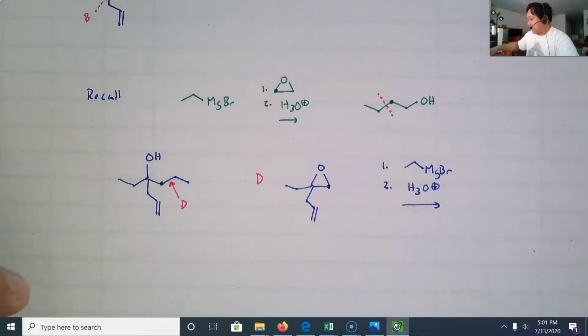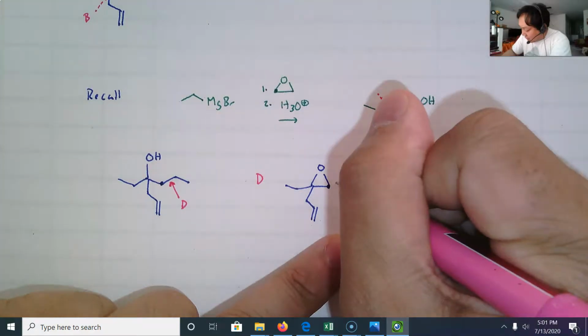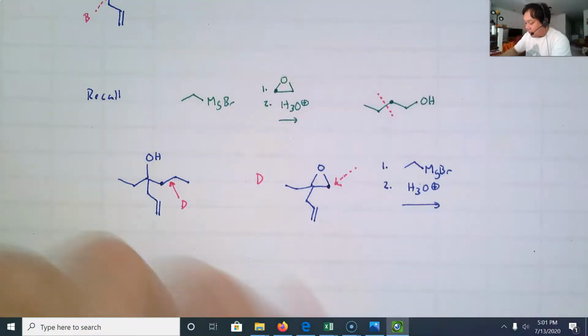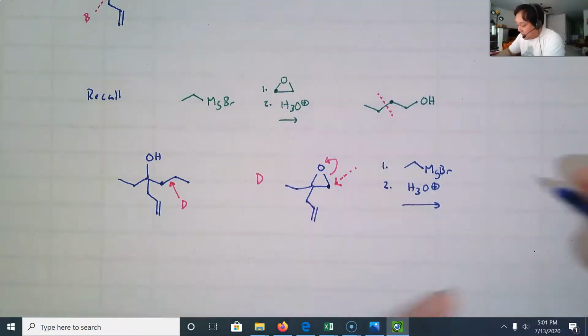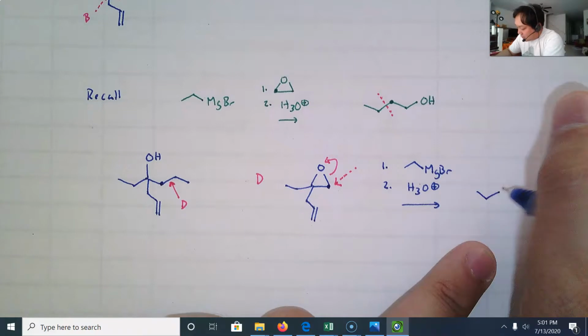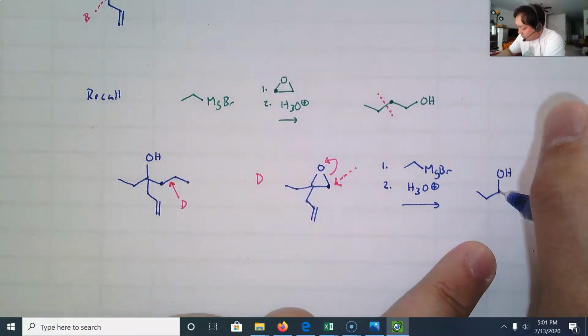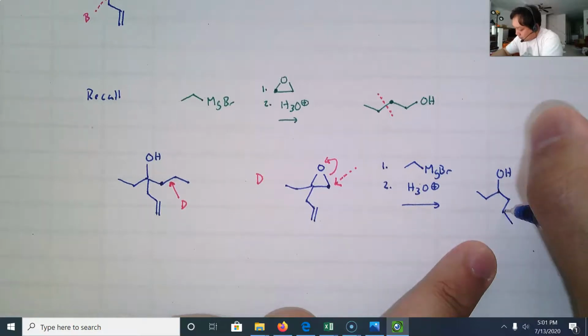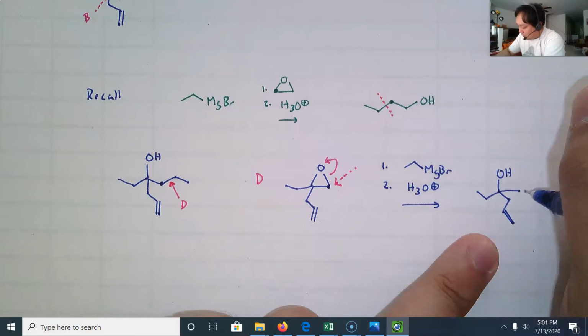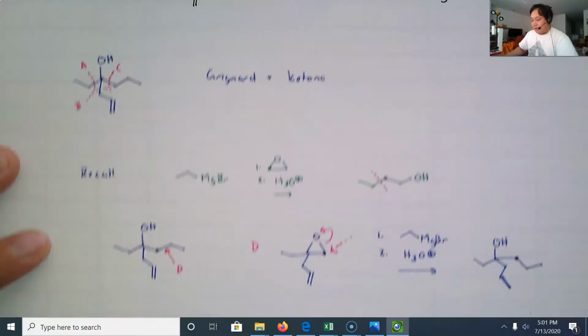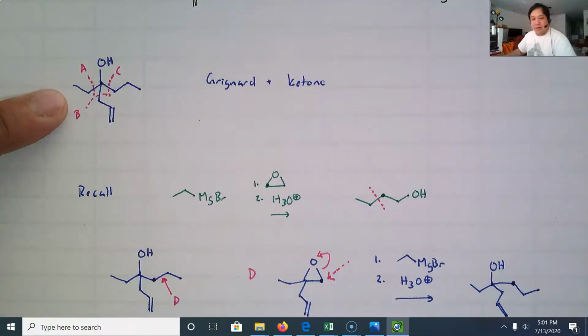Again, if you want, you could draw like a pseudo mechanism, but really you're attacking right here and then you're opening up this ring. You're attacking the less substituted carbon, and what we get is this. Hopefully it's the target. Okay, and then there's your dot and 2 more carbons. That target looks good. Looks like our target.